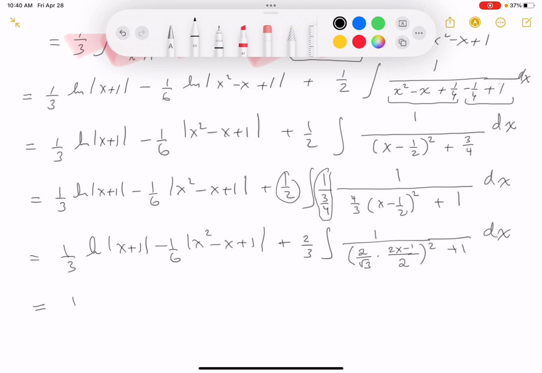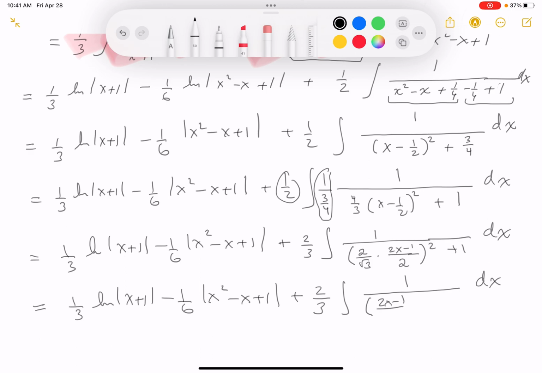Let's keep moving. I think the worst thing about this is all the writing I have to do. One thing nice about using an iPad though, it's an infinite sheet of paper. And let's write this down. So you get 1, you get a dx. Here you're going to get 2x minus 1 over √3, quantity squared, plus 1.